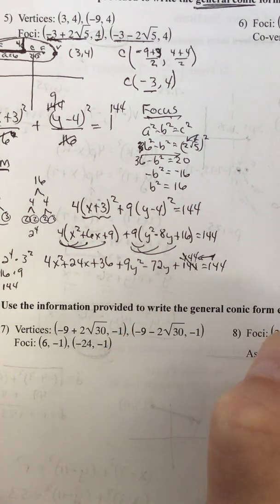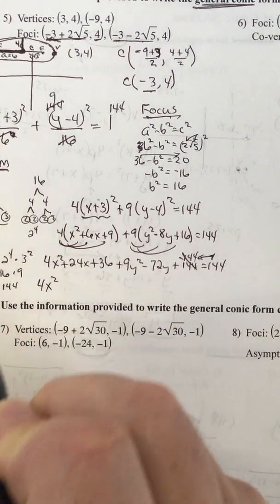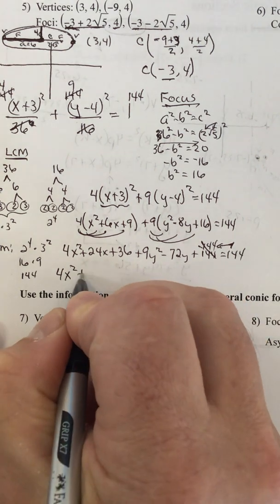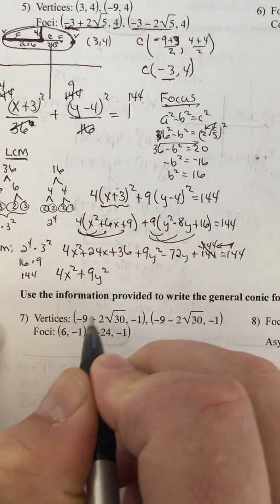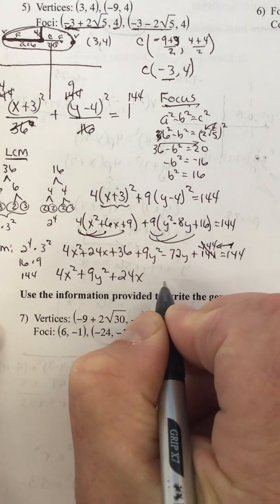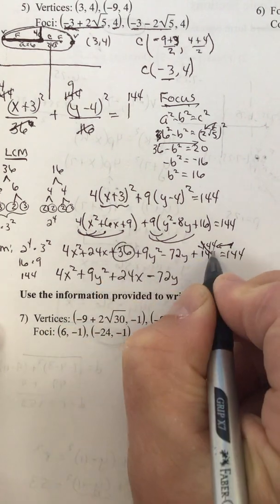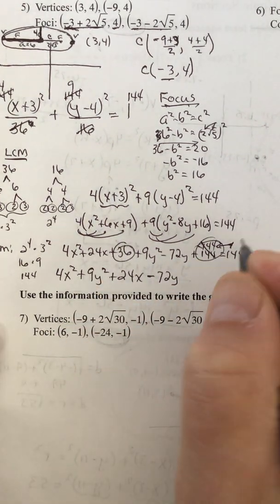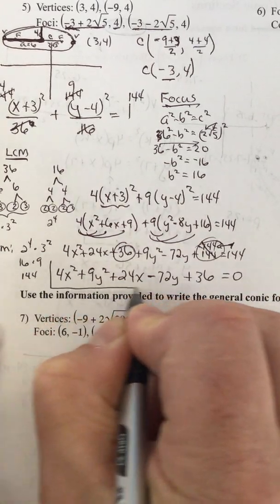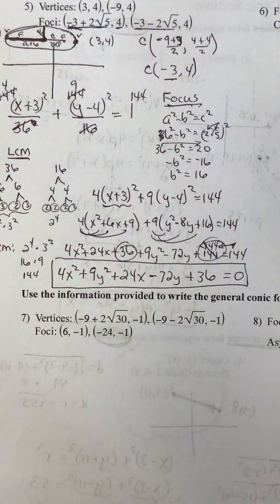So those are actually going to go away. So putting it in order, 4x squared, the alphabetically highest power, then the next alphabetically highest power is 9y squared. Then alphabetically the next highest power is 24x, and then minus 72y. And now I had 36 and then negative 144 and 144. So all I have left is that 36 equals 0. There is the equation of that ellipse.